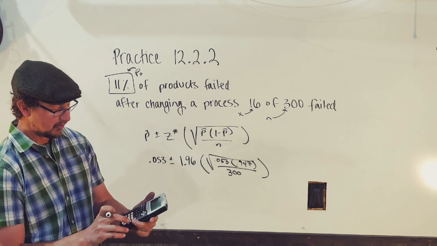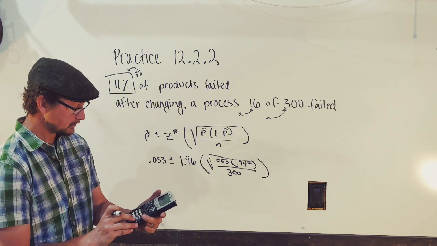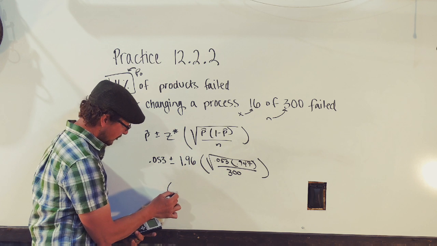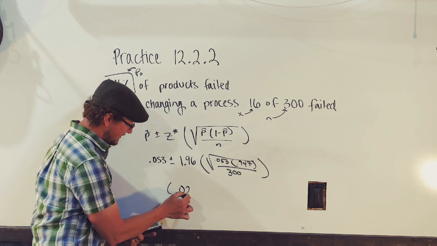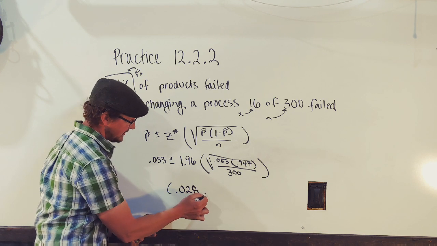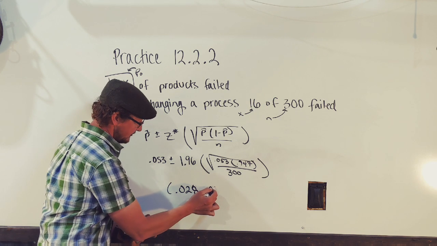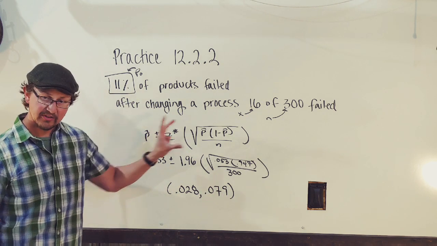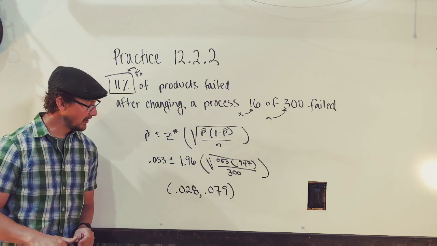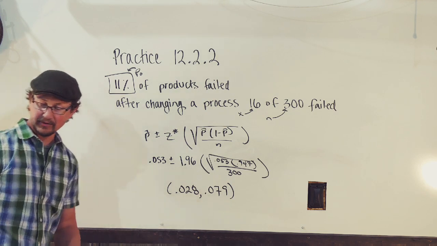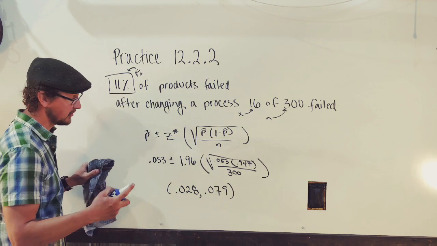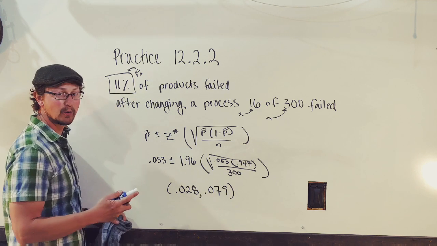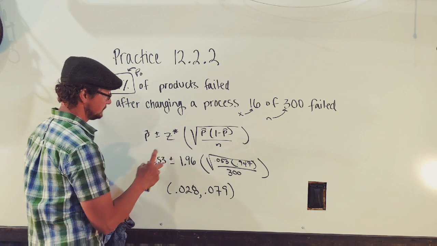And we get, using my calculator, again it's stat, over to tests, down, this time all the way down to a z interval, and we get these values. 0.028 and 0.079. So I'll erase all this computation stuff and we'll talk about what these numbers mean, again in the context of the problem. We just created my confidence interval, and now we're going to interpret the confidence interval.